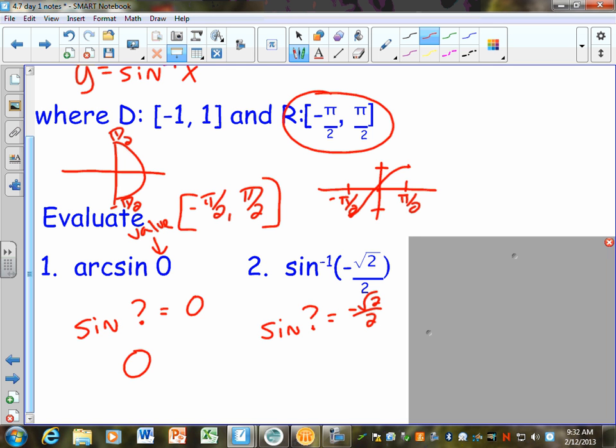Okay, so again, I heard someone say 7 pi fourths, which I agree. 7 pi fourths, which is right there, does have a sine of negative square root of 2 over 2. My question is, does 7 pi fourths fit between negative pi halves and pi halves? So could I write 7 pi fourths in a different way so that it fits between that range?